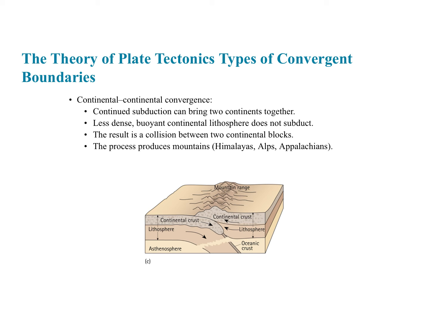And then the next example, we have a continental-continental convergence. That's two continental plates coming together, and the continued subduction can bring these two continents together. The less dense, buoyant continental lithosphere does not subduct. The result is a collision between two continental blocks. And this process produces mountain ranges like the Himalayas, the Alps, the Appalachians, etc.